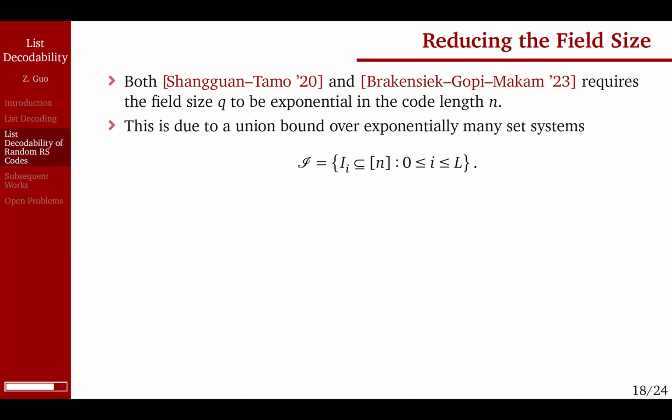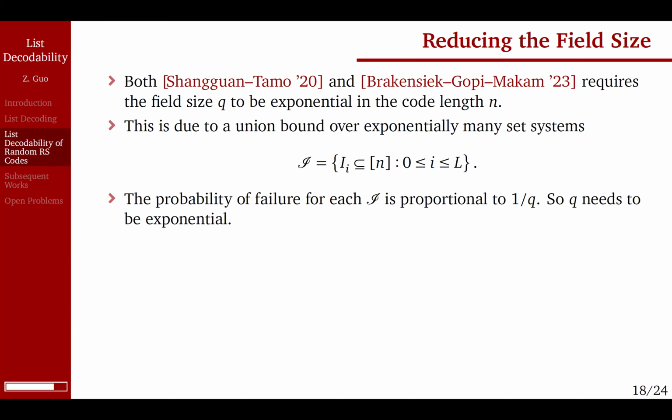where the other possible set systems I substitute have the set of agreement coordinates where the code and the received word agree, with probably numerous possible cases to take a look at. That means for each case, the probability of failure must be extremely small for us to conclude anything meaningful. But on the other hand, the probability of failure is proportional to 1 over Q, where Q is the field size. So this Q has to be exponentially large.